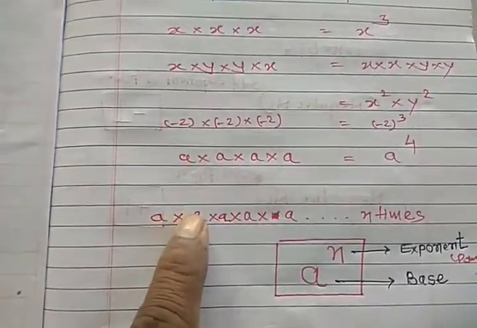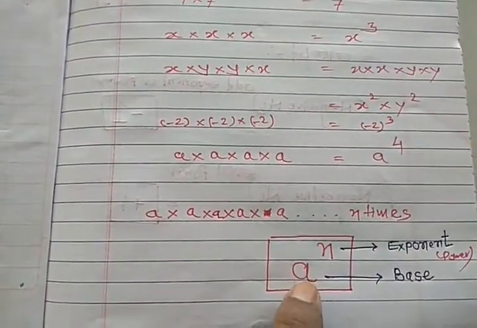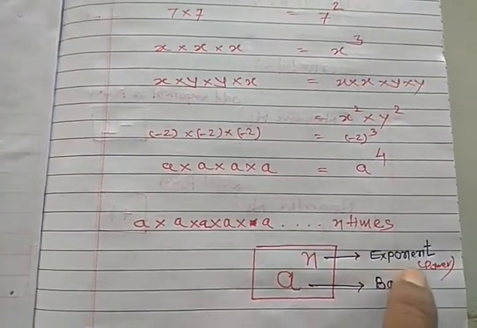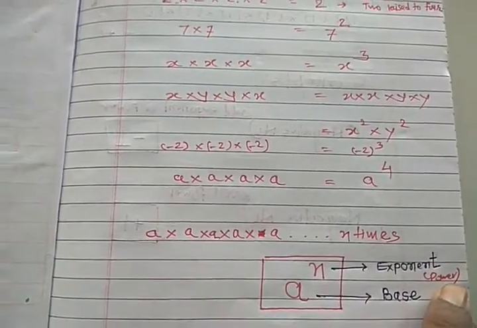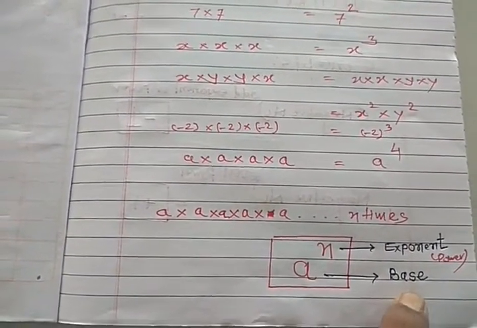So if a is multiplied by itself n times, we write a raised to n. Here n is our exponent, or you can say power, and a is your base, right?